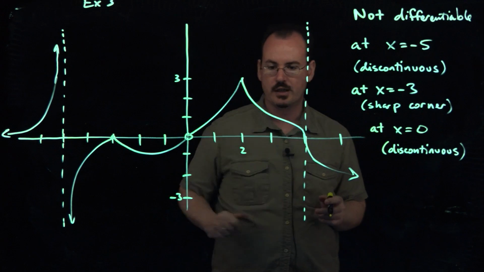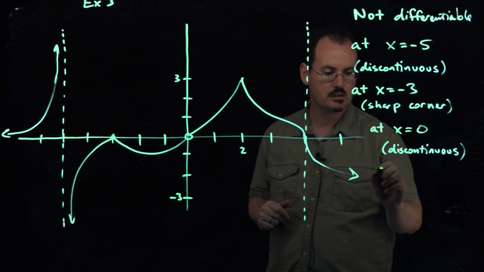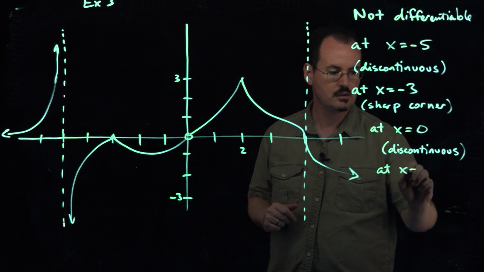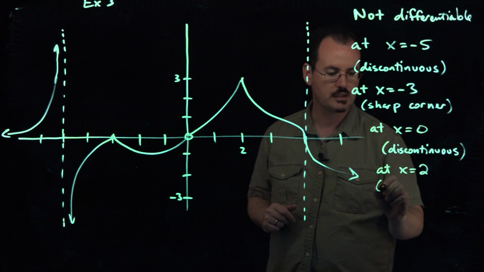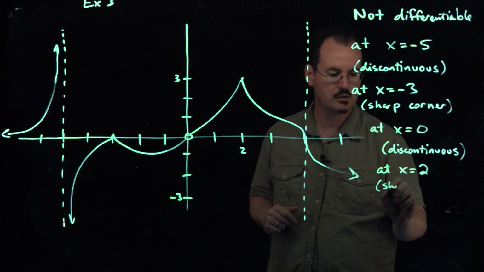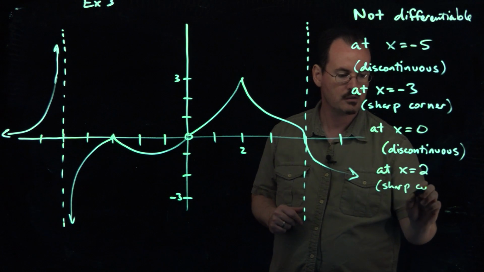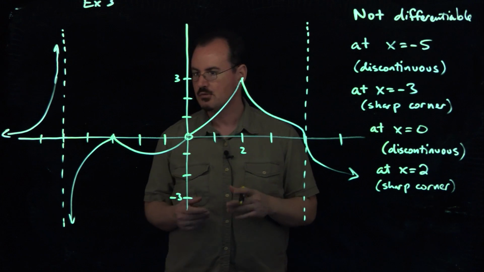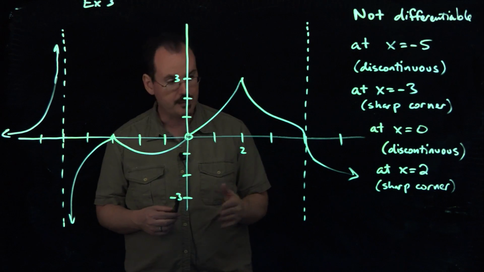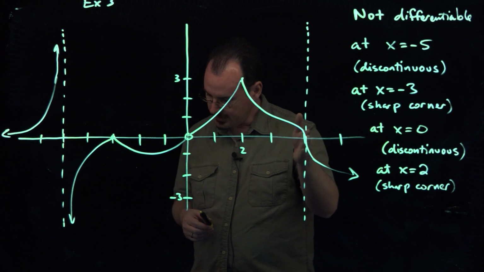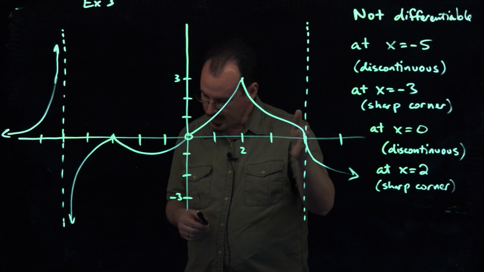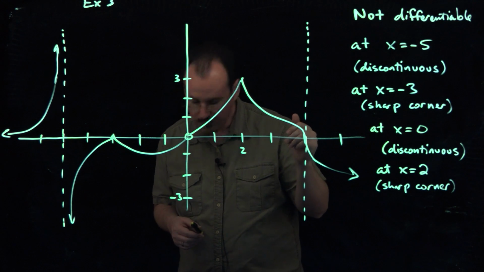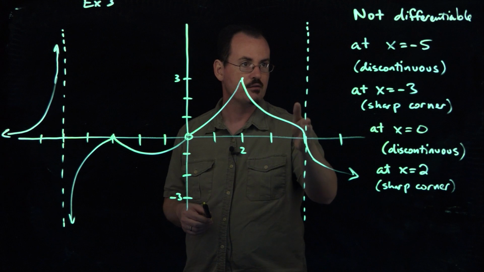X equals 2. We've got another one of those sharp corners. So that's the reason there, sharp corner. And then finally, the last one, the vertical tangent line, that's actually happening right here at x equals 4. You've got a vertical tangent line.